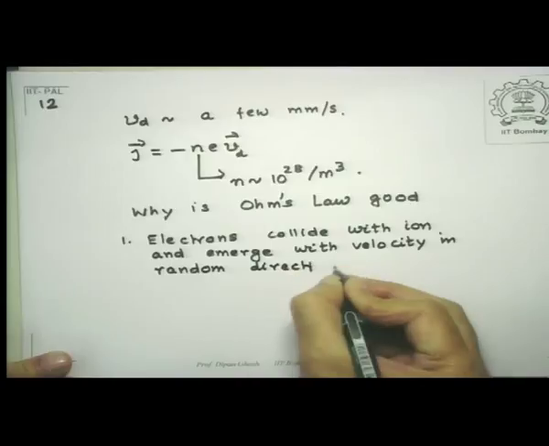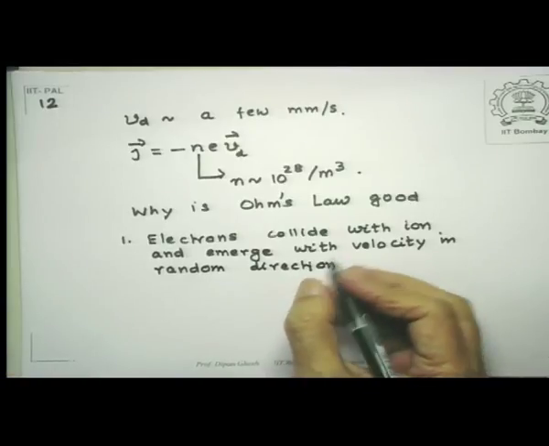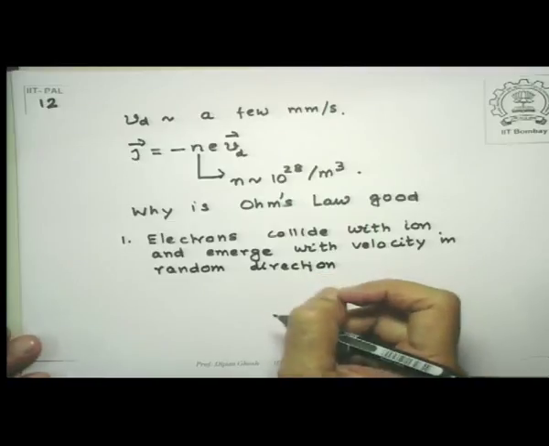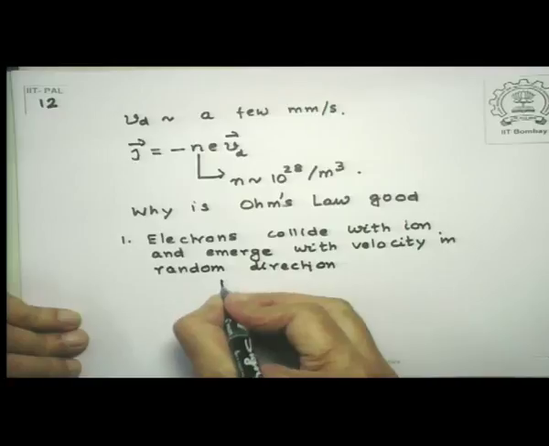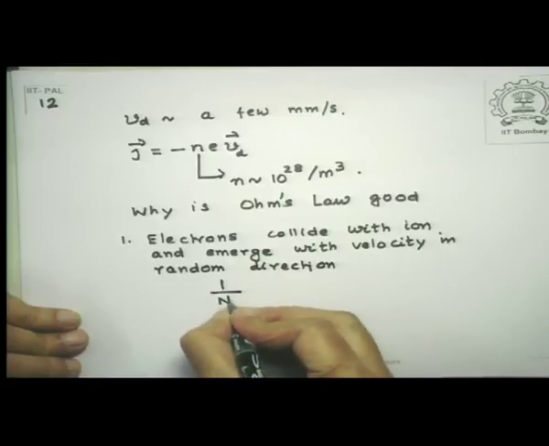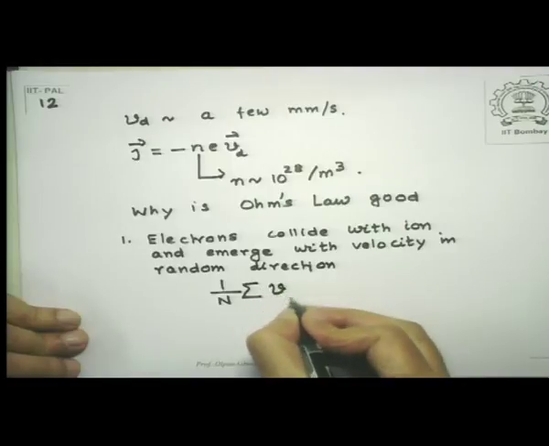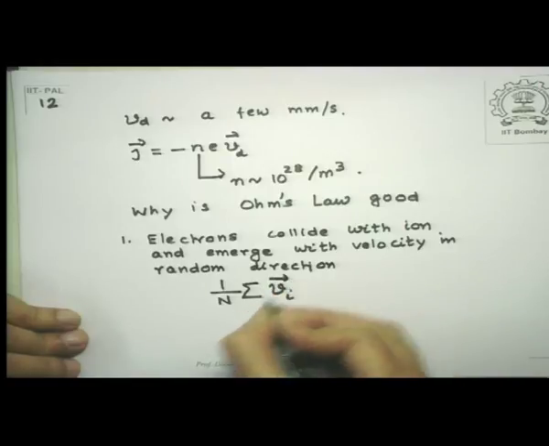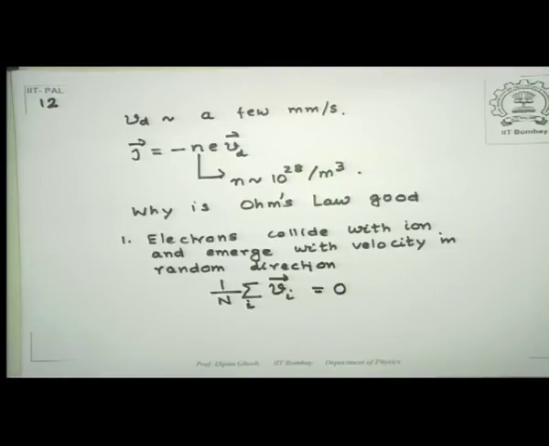Because the direction in which they emerge from collision is random, if I define an average velocity of electrons inside a material, supposing there is a capital N number of electrons in it, and the ith electron has a velocity Vi, then the average of Vi is 0 on an average. That is because different electrons are moving in different directions, and randomly they are moving there.